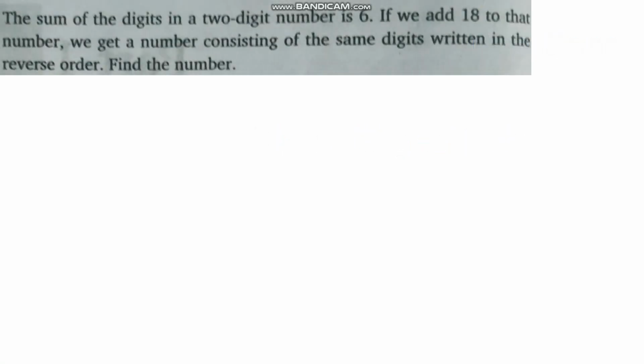Moving on to the questions. This is the main part. The sum of the digits in a two-digit number is 6. If we add 18 to that number, we get a number consisting of the same digits written in reverse order. Let's start with the solution. You may try it out by pausing the video and then move on to the solution.